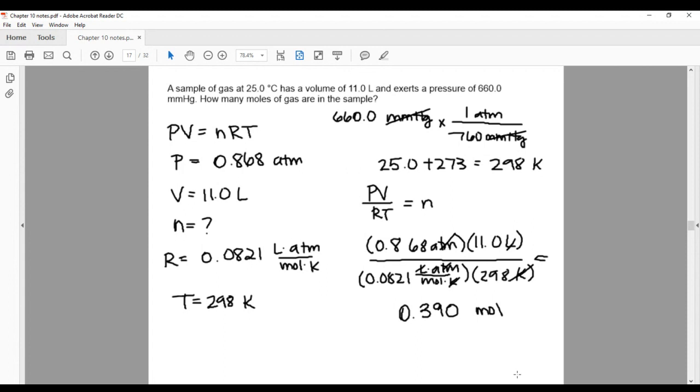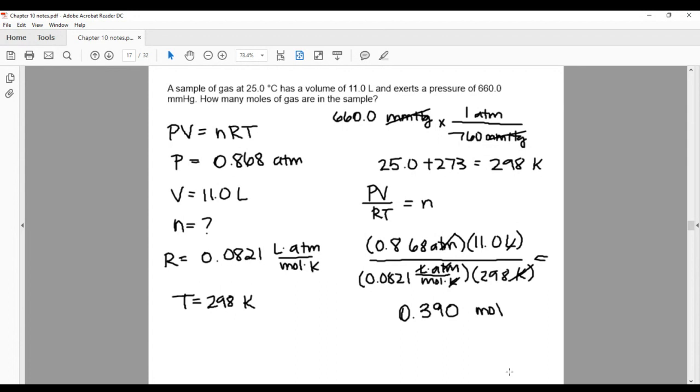Now I'm solving for N. In order to get N by itself, I need to divide both sides by RT. So my equation to solve for N is PV divided by RT. And when I plug that in, you'll notice how my units cancel with the units on the ideal gas constant. Atmospheres cancel, liters cancel, Kelvin cancels. I'm left with moles, which is what I'm trying to solve. And when I do the math, I end up with 0.390 moles. I use 3 significant digits because that's how many I have in my problem.